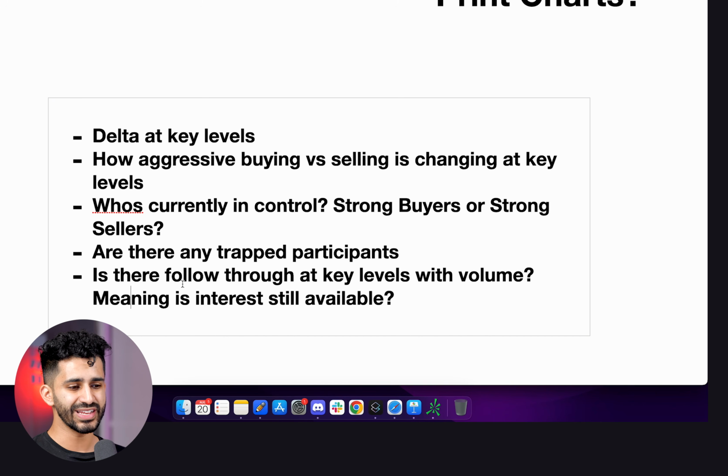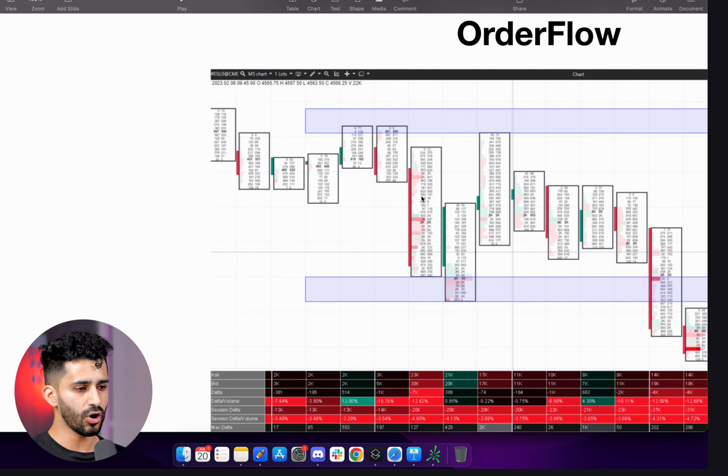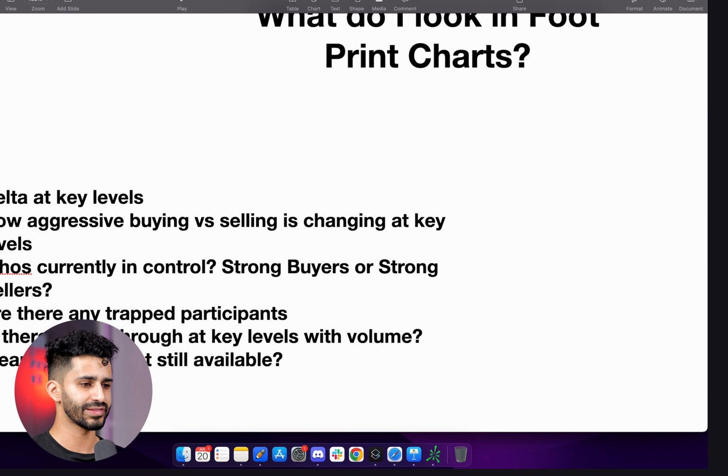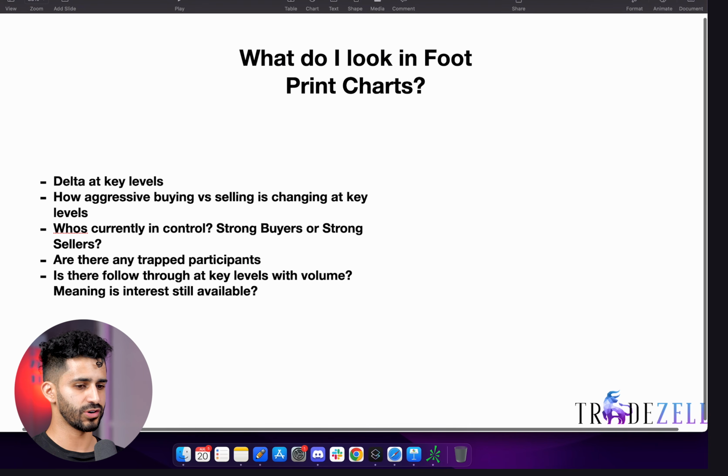Another thing I look for is, is there follow through at key levels with volume? Meaning, is interest still available? If we are going to key levels and we are hitting this wall, are new buyers stepping in? Is there volume stepping in? Is there any sort of interest here? If interest dies down here, new players don't enter, or the current players aren't active, there's a low probability that this will go higher. So those are some things I look at with footprint charts.